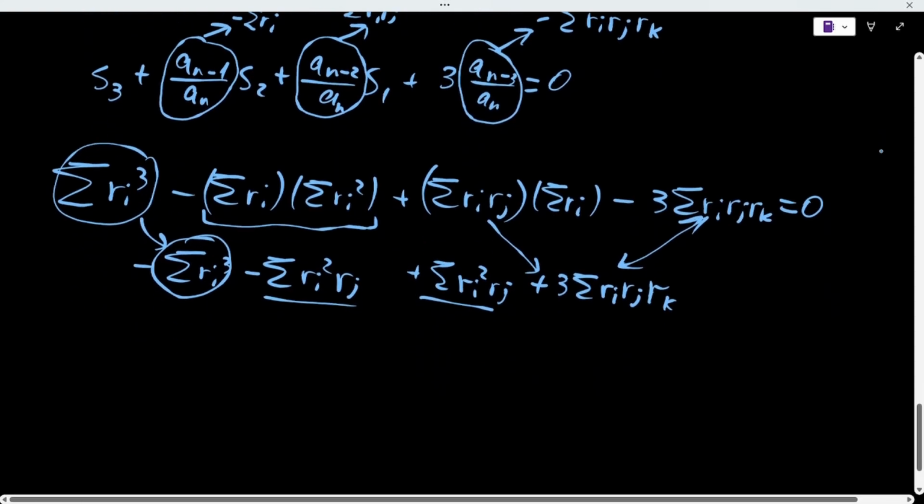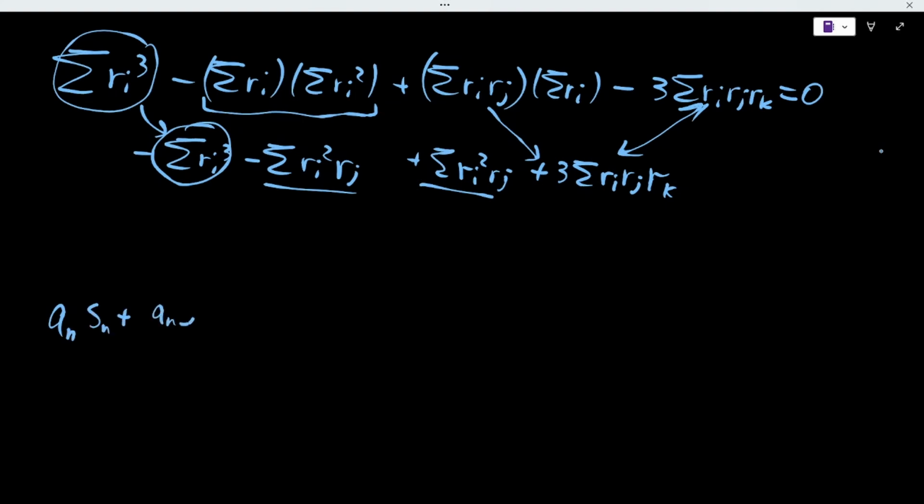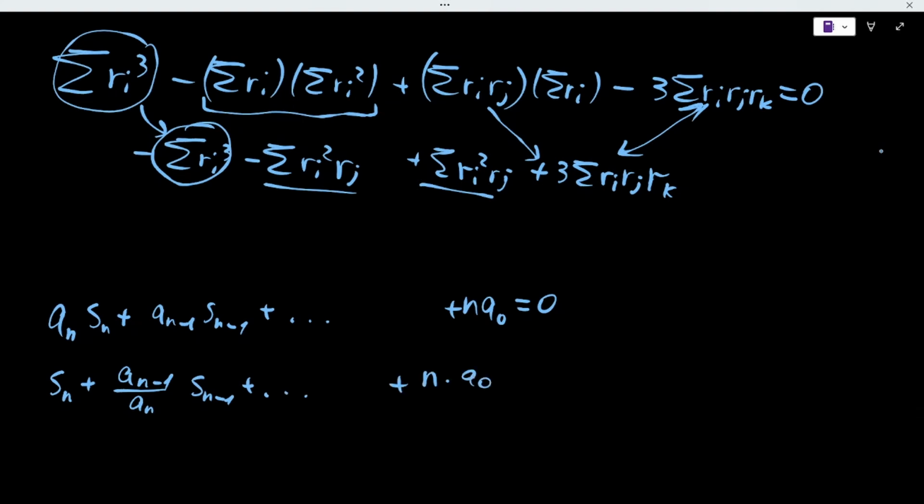And how can we prove any level of Newton's sums? If we are given An times Sn plus An minus 1 times Sn minus 1 and so on. This is the last level proof: n times A0 equals 0. Once again, we need to divide everything by An, and we get Sn plus An minus 1 over An times Sn minus 1 and so on, and n times A0 divided by An equals 0.